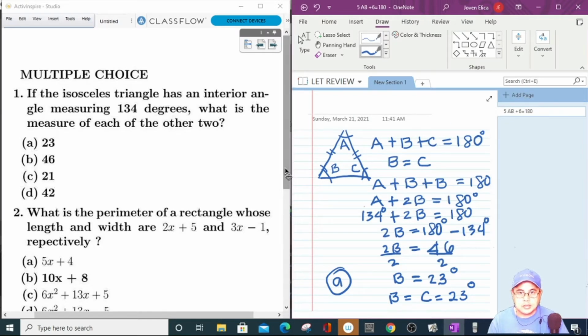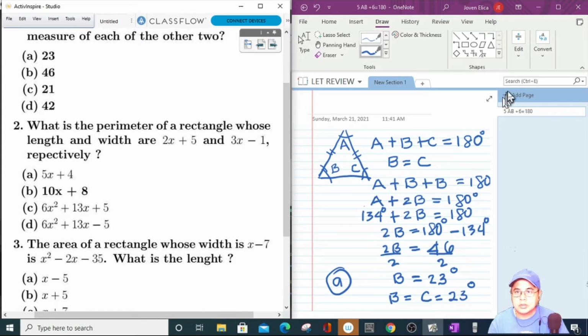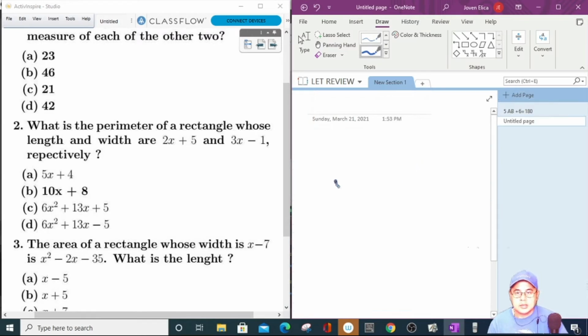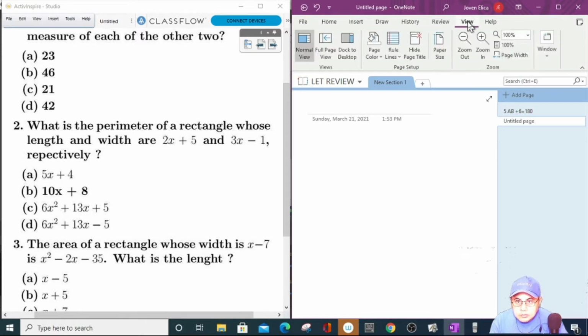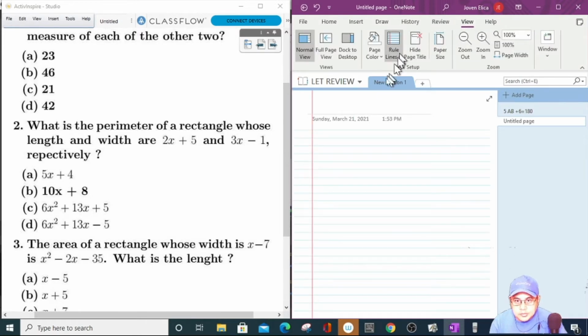Let's answer number 2. Number 2, what is the perimeter of a rectangle whose length and width are 2x plus 5 and 3x minus 1 respectively?